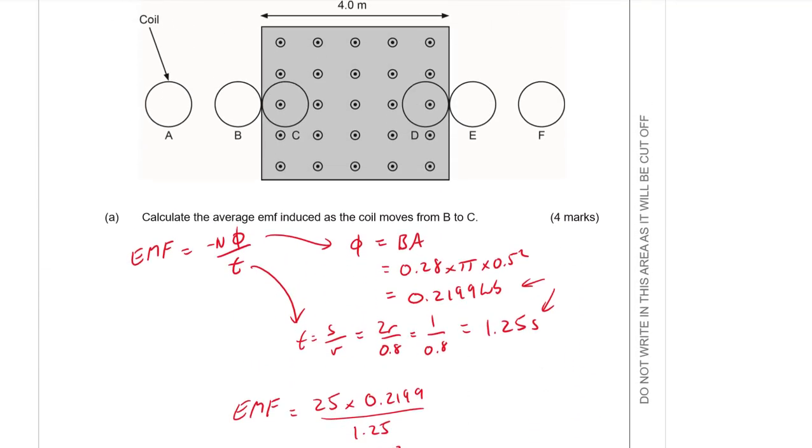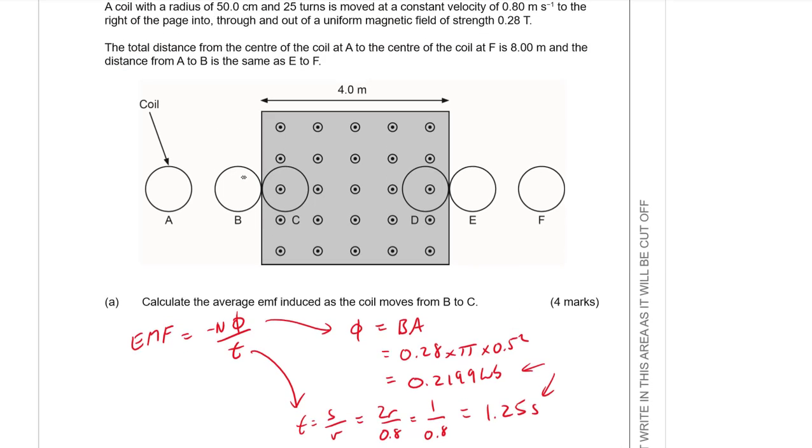So what you need to know is essentially at what point in time the coil reaches each of these points. So it tells you that from A to F is 8 meters, which means that between here and here is 2 meters, and between here and here is 2 meters, which means that from here to here is 1.5 meters, and from here to here is 1.5 meters.